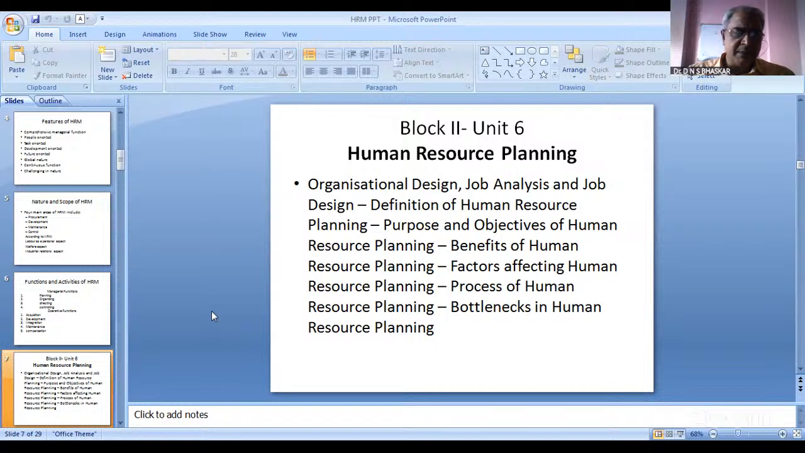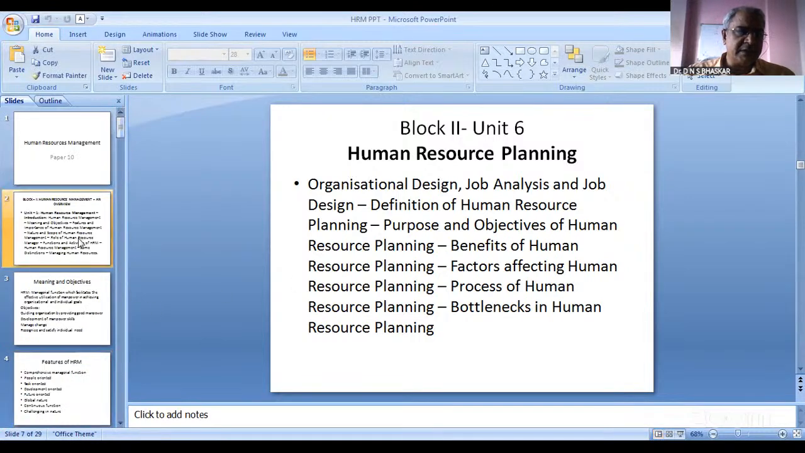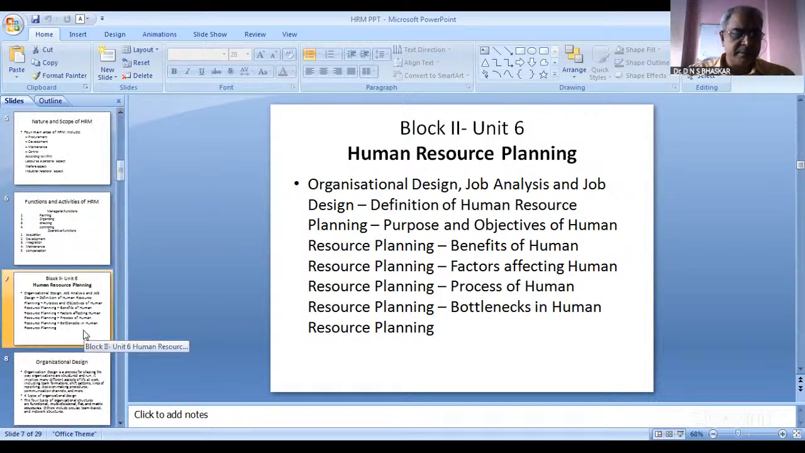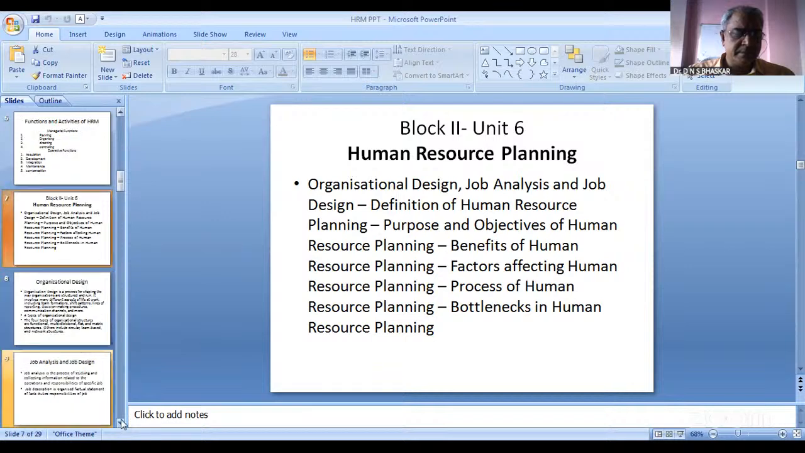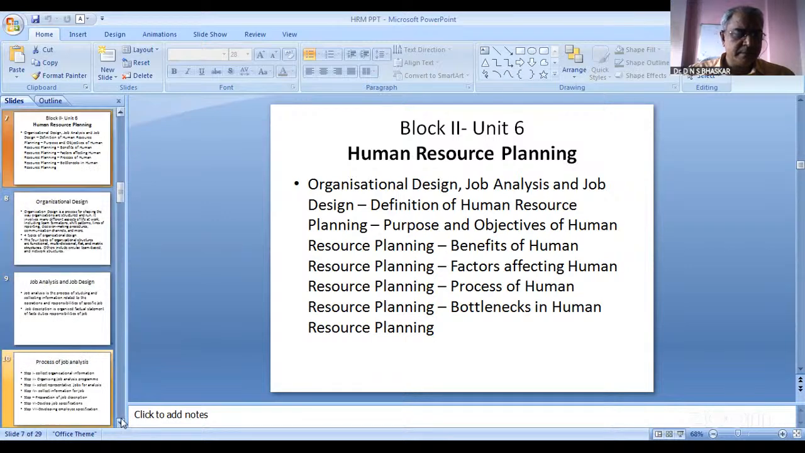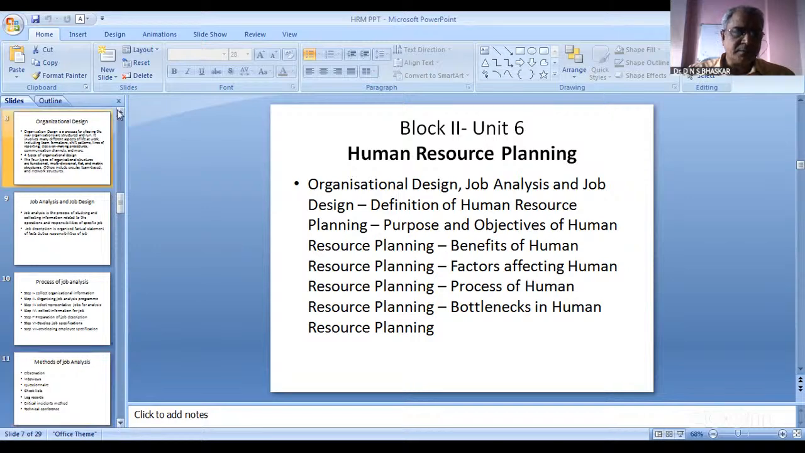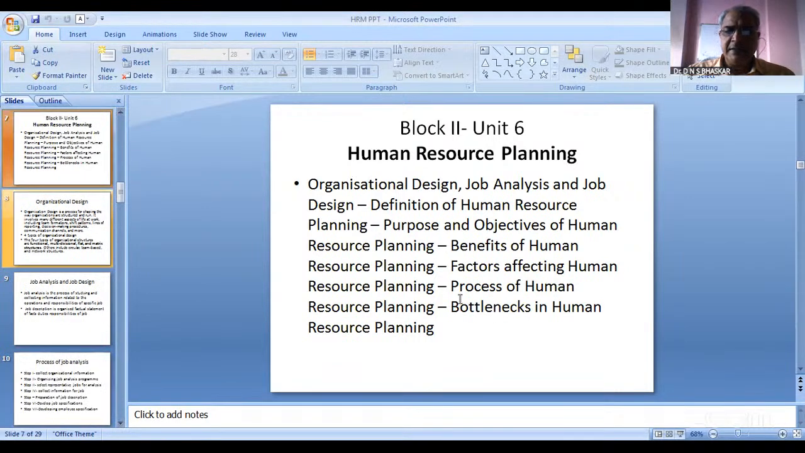Then we are going to take up the human resources planning aspect, in which we learn about the various aspects related to human resources planning. Organizational design, job analysis and job design, definition of human resources management, planning, purpose and objectives of human resources planning, benefits of human resources planning, factors affecting human resources planning, process of human resources planning, and bottlenecks of human resources planning are the main important contents in this unit.